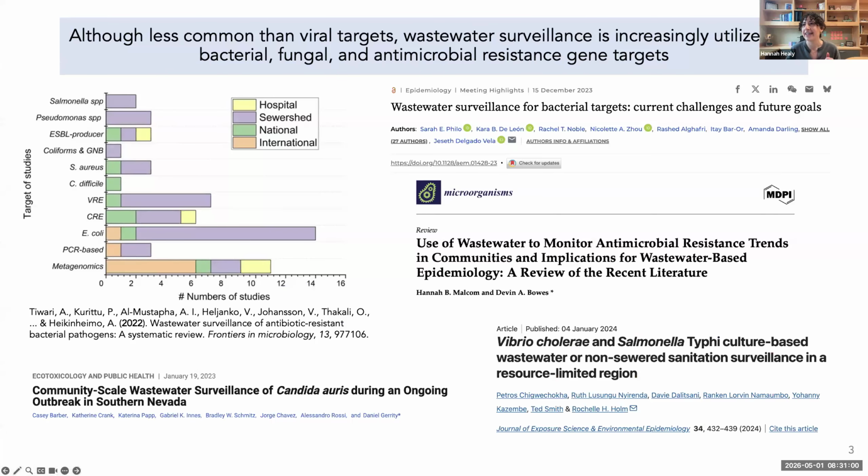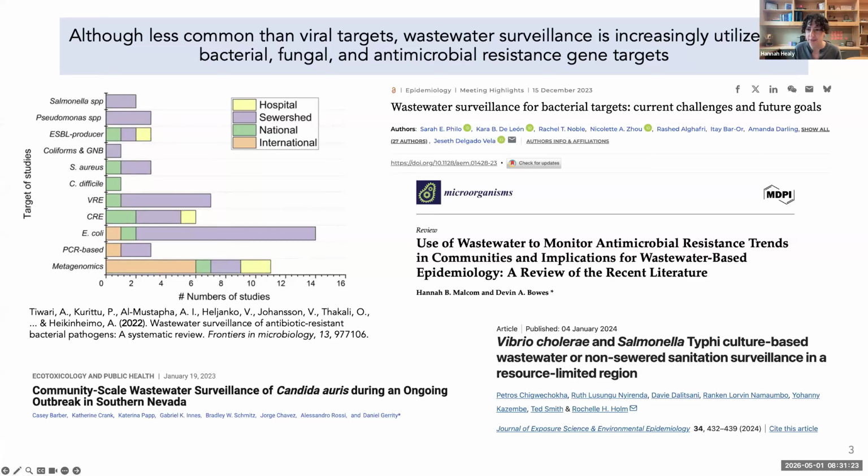So although less common than viral targets, and I think Catherine did a great job showing just how much work has been done for viral targets in relation to bacterial and fungal targets, wastewater surveillance has not been as commonly applied for bacterial and fungal targets, but is being increasingly utilized.